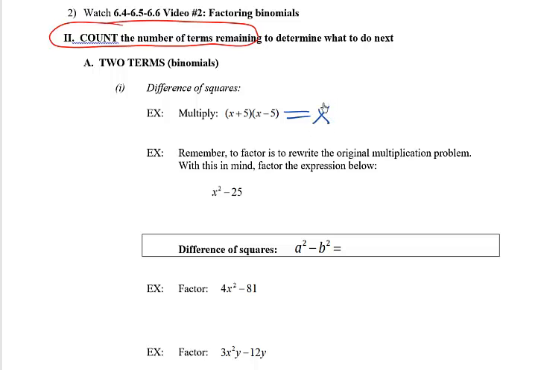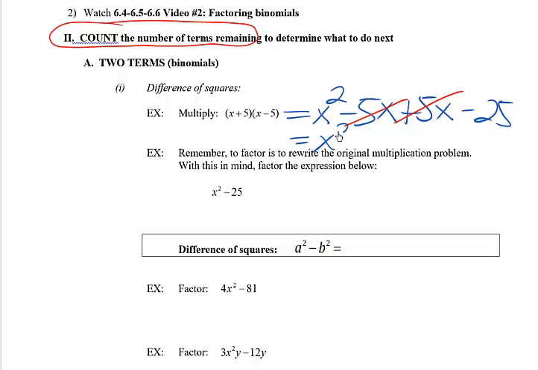I would have x times x, x squared. The outer would be minus 5x, the inner plus 5x, the last minus 25, and of course when I go to combine my like terms, the minus 5x and the plus 5x zero out, and I'm left with the simple answer, x squared minus 25.